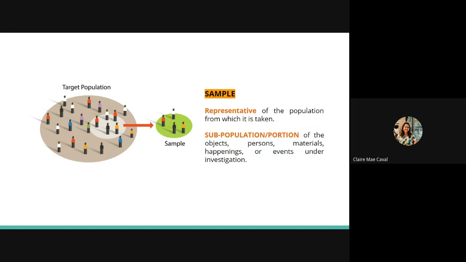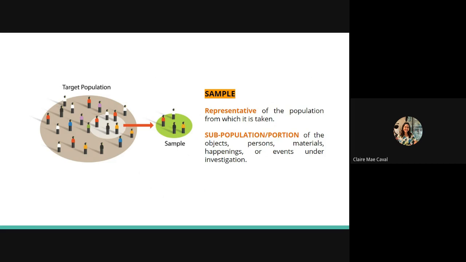Okay? Next, what is a sample? Sample class is only a representative of the population from which it is taken. So in the picture here, again, this is the whole population, and this representative sample taken from this whole population is your sample. Sample is the subset or the subpopulation or the portion only of the objects, persons, materials, happenings, or events under investigation. So this is the difference between population and sample.